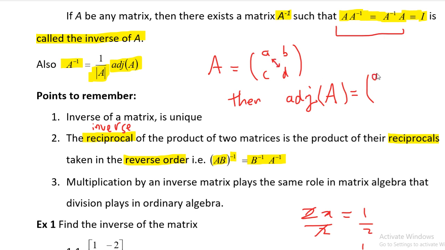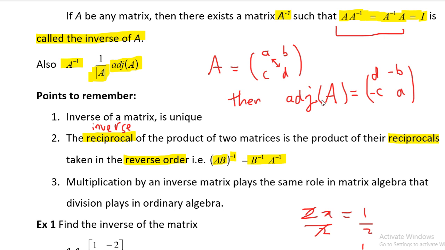A becomes D and D becomes A. Change the position, and change the sign of the off-diagonal elements. Don't change their position. B becomes minus B and C becomes minus C. So change the position of the diagonal elements and change the sign of the off-diagonal elements. That's the adjoint of a 2 by 2 matrix. Okay, for a 2 by 2 it's very simple.